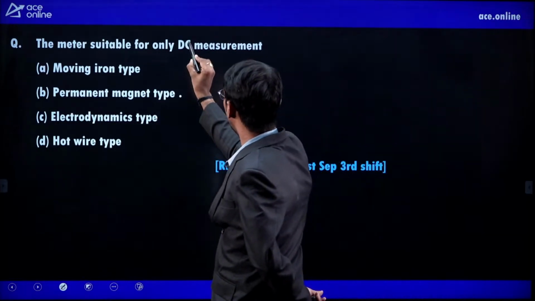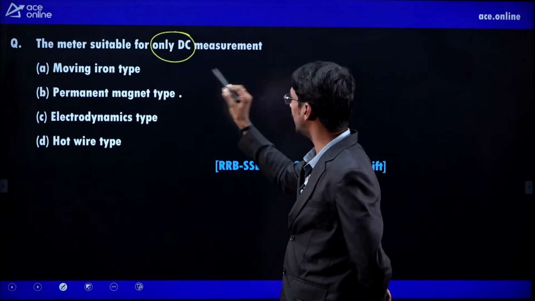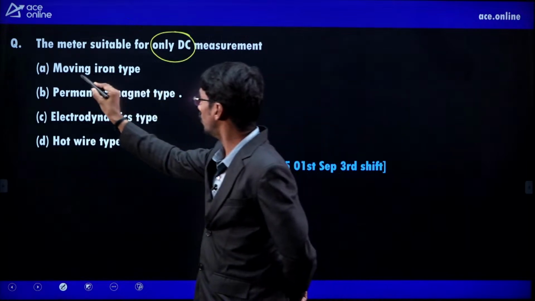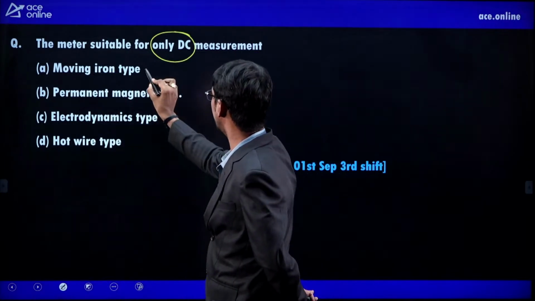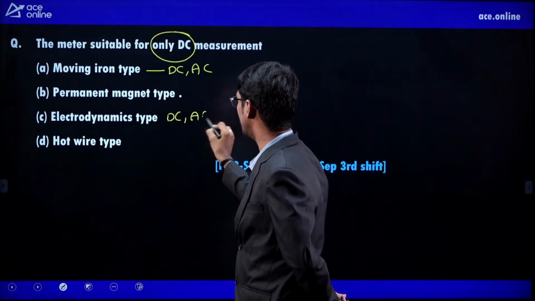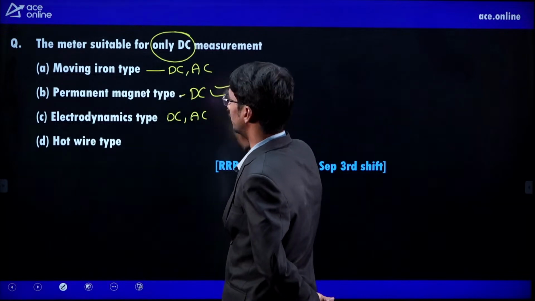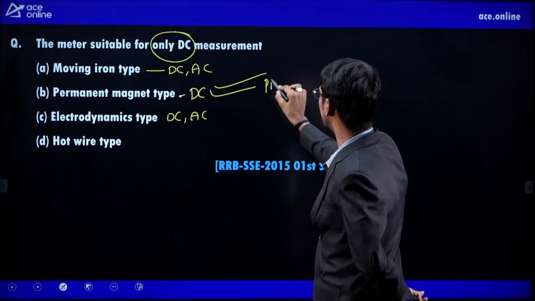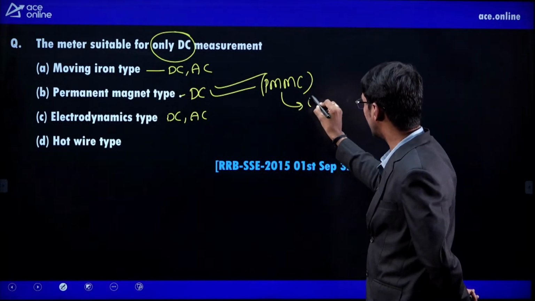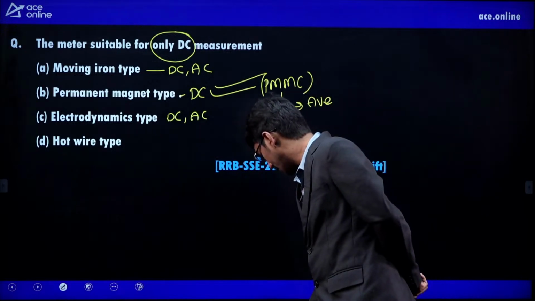The meter suitable for only DC measurement. Which meter is suitable only for DC measurement? See here, moving iron type instrument is for DC as well as AC. Electrodynamic type is also DC and AC. Hot wire is also suitable for both. So only DC means the permanent magnet type, that is the PMMC instrument. PMMC instrument is applicable only for DC, and it always measures the average value. Okay, people give that PMMC, very good.